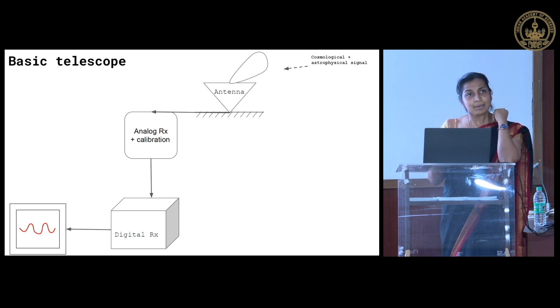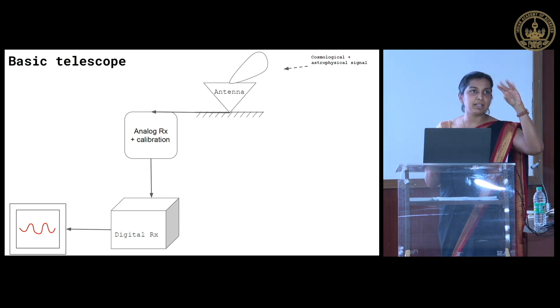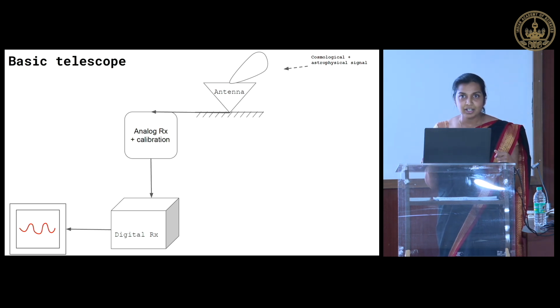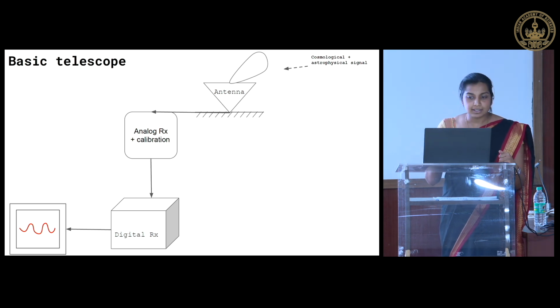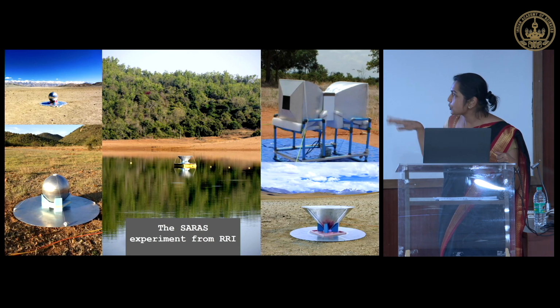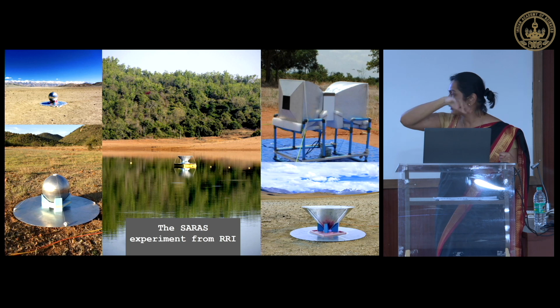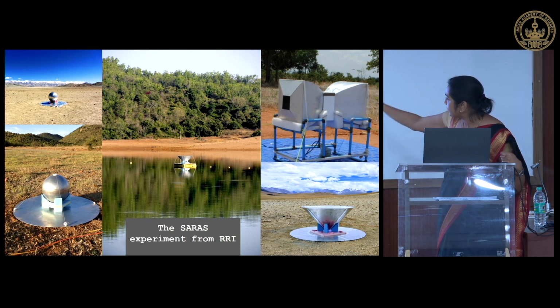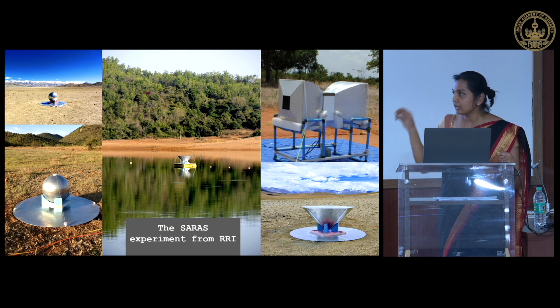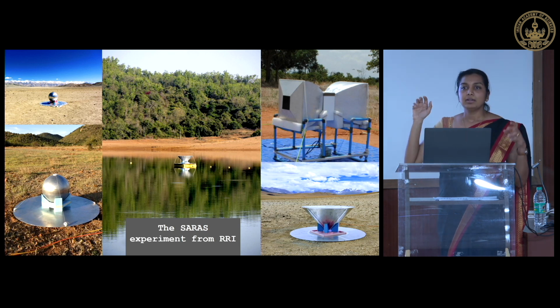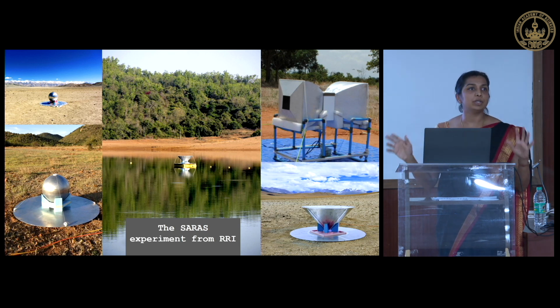So there are many experiments. Well, actually there are 5 experiments across the world that are trying to do this. We are one of those 5 at RRI. We have a ground-based experiment called SARAS. These are some pictures of different versions of SARAS. SARAS has gone to Ladakh, it has gone to some places near Anantapur, Gauribidanur, another Ladakh, Sharavati, recently Andaman. So this is a portable, high sensitivity calibrated radio telescope.